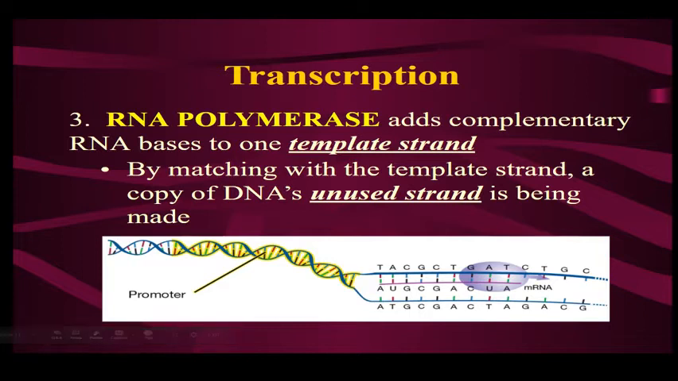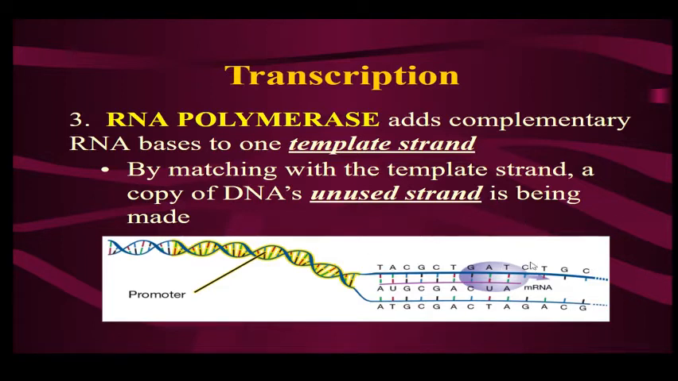In step 3, RNA polymerase begins to add complementary bases to one template strand. So even though we have the 2 strands of DNA open, only one of those strands is actually going to be used to match complementary RNA bases. That's the template strand. By matching up with the template strand, what's actually happening is that a copy of DNA's unused strand is being made. And you can see that in the diagram below.